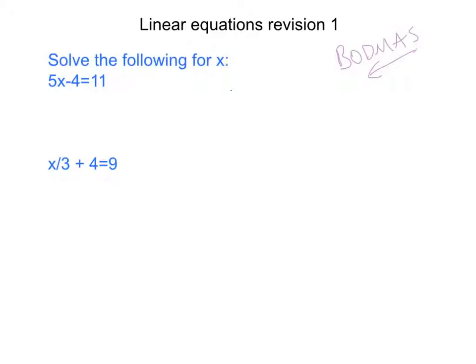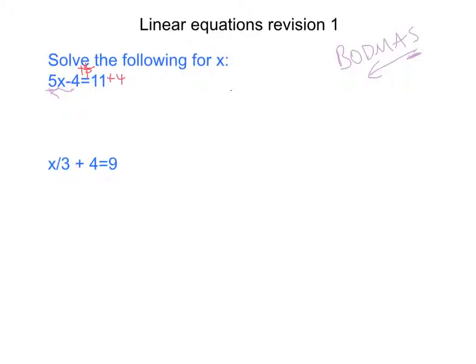If I look at the x, we have joined on to the x a 5, which is a times, and also we have a 4, which is a takeaway. According to my BODMAS backwards, I'll deal with any additions or subtractions first. So I need to do the reverse of what we have here. I've got a takeaway 4, so the opposite of that is going to be plus 4. So I'm going to add 4 to both sides.